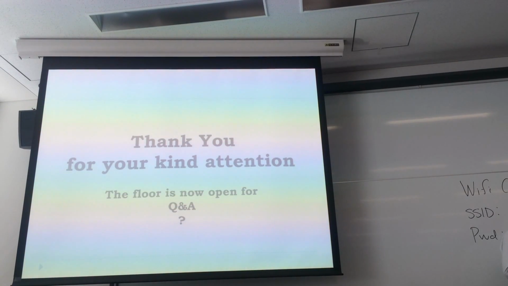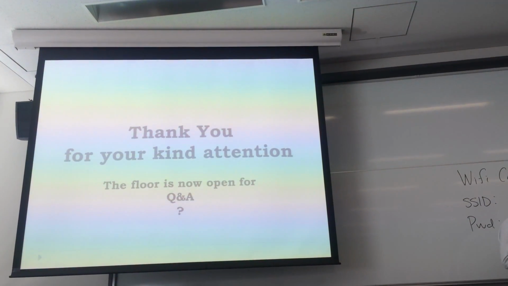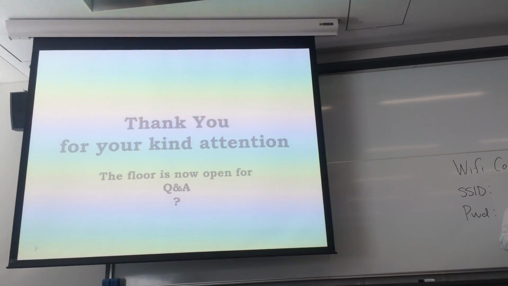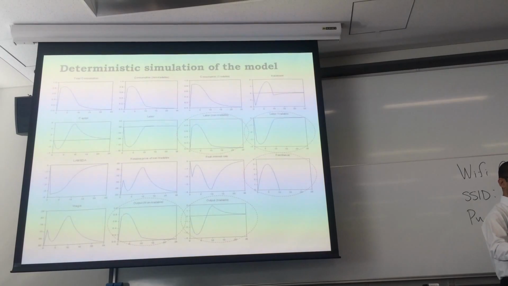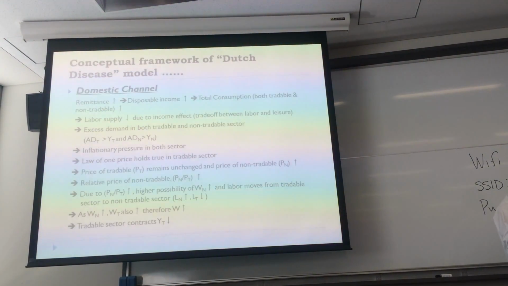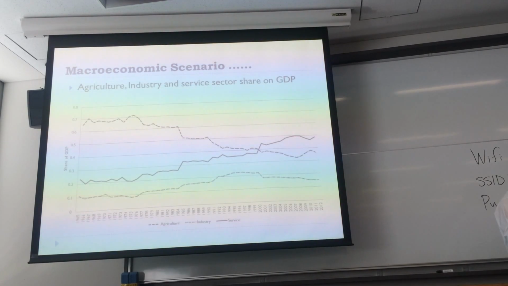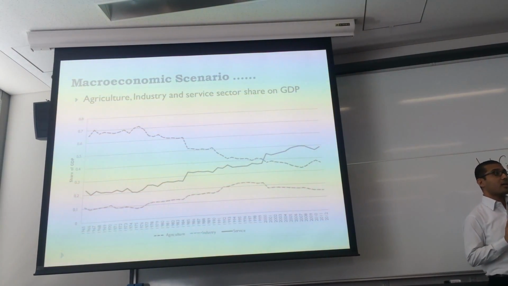I just wanted a clarification on the difference between tradable goods and non-tradable goods. Because in the beginning you talked about how the agricultural sector and the industry sector are decreasing, but the service sector is increasing. So are you saying that the tradable sector is agriculture and industry, or is it just the industry sector?